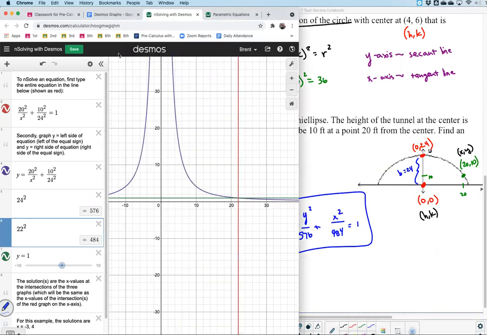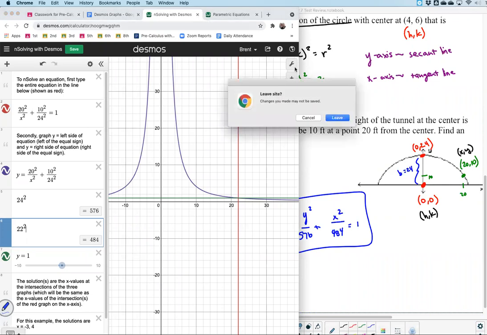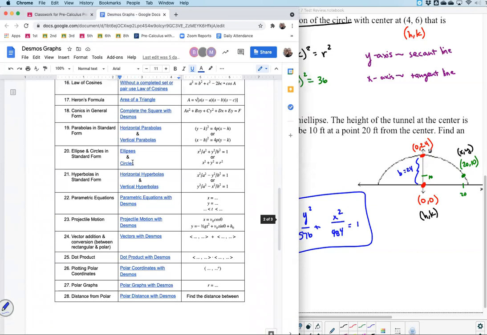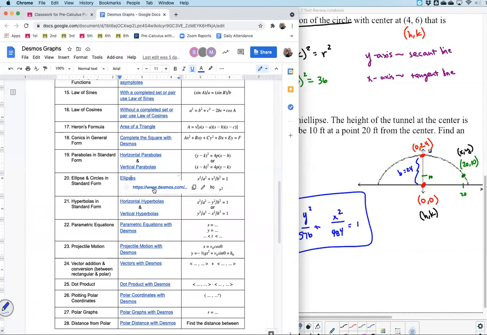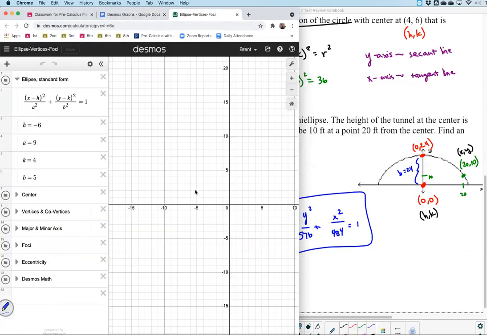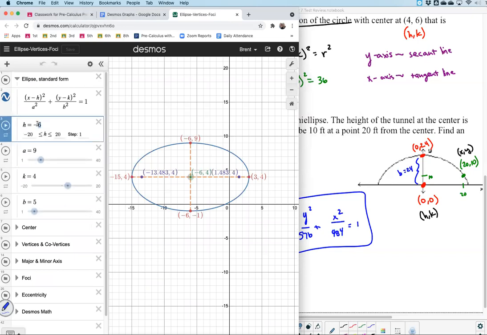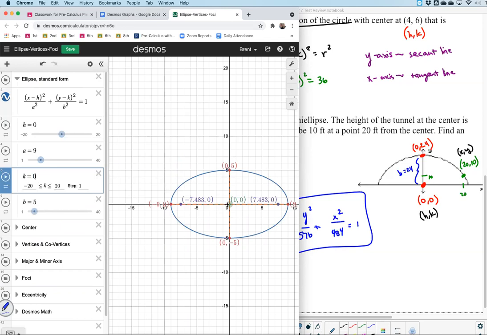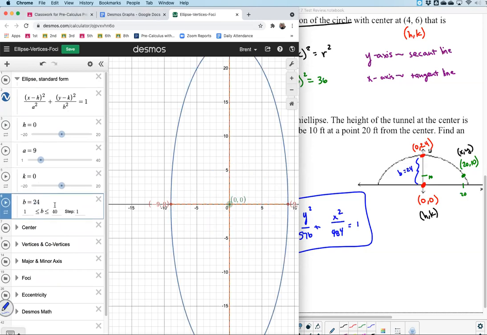I'm not sure, but I'm wondering if it would be reasonable to go to ellipse and just kind of guess. If we know the center is supposed to be 0, 0, I'll put 0, 0 for h and k. And we know the vertical piece is 24. These are the pieces we knew. So in this case, for my formula, it's a 24, like that.